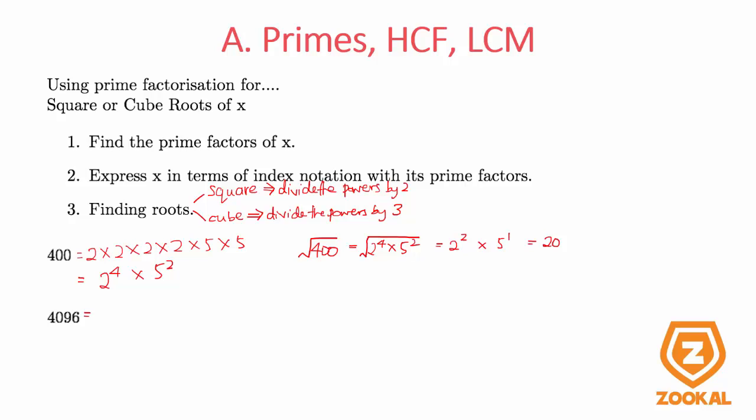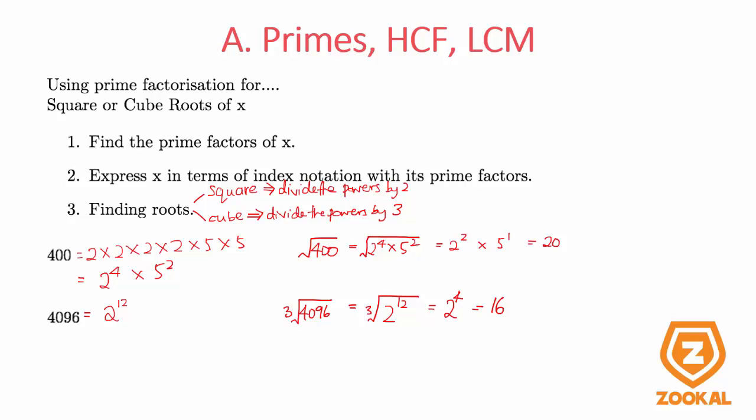So 4096, if you express it in terms of its index notation with the prime factors, you can find out that it is 2 to the power of 12. If I wanted to take the cube root of 4096, I would be taking the cube root of 2 to the power 12. For cube root, you divide the powers by 3. So 12 divided by 3 would be 4, which is equal to 16.